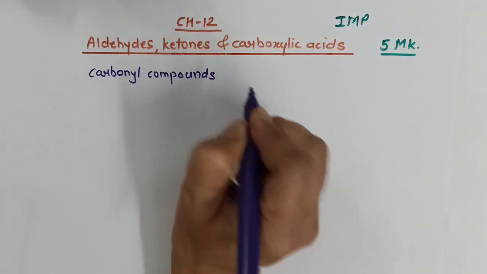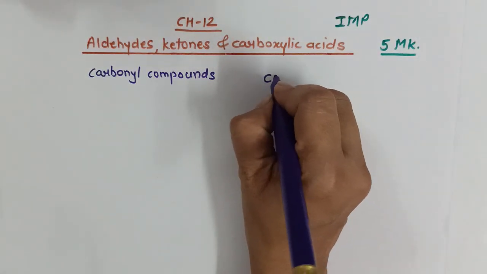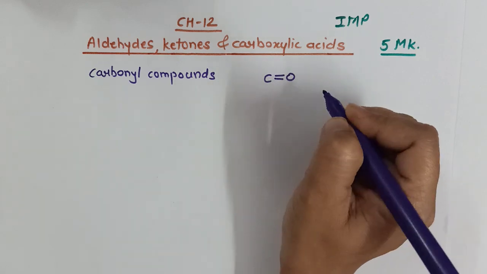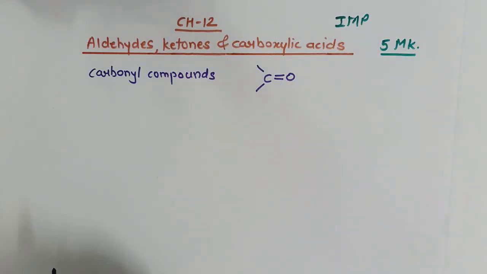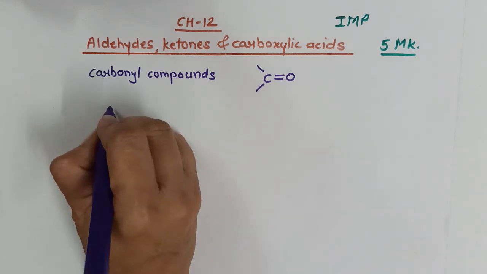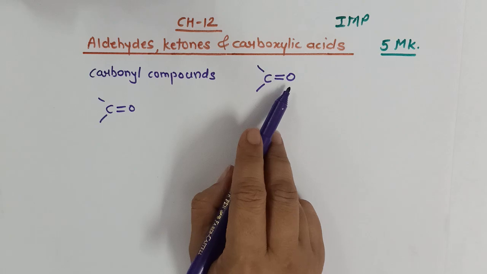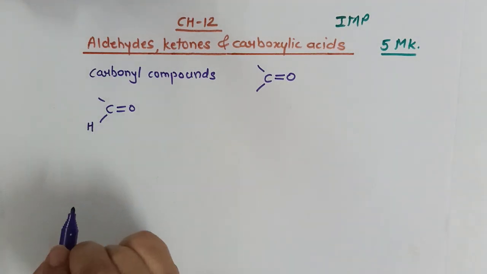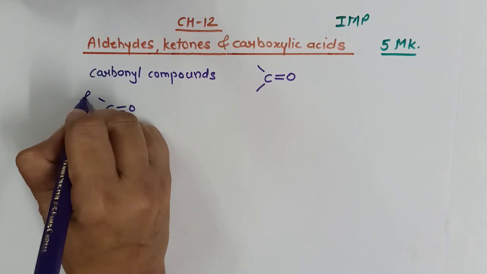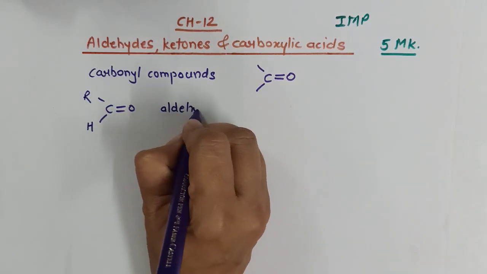Now what are carbonyl compounds? Carbonyl compounds are those compounds in which carbon is doubly bonded to oxygen, and such compounds are called carbonyl compounds. This group is called the carbonyl group. If on one side hydrogen is attached and on the other side an alkyl group is attached, then we will call it an aldehyde.